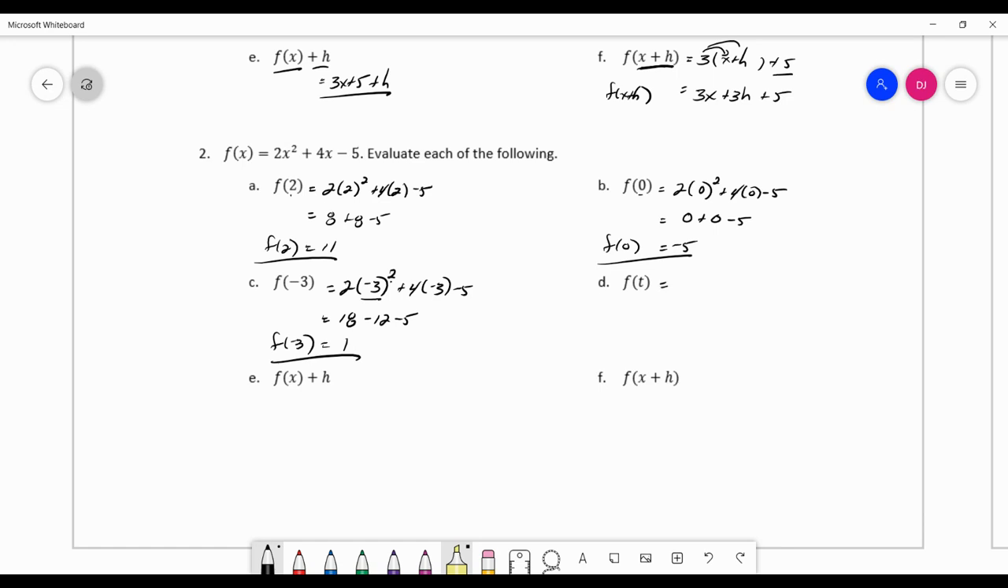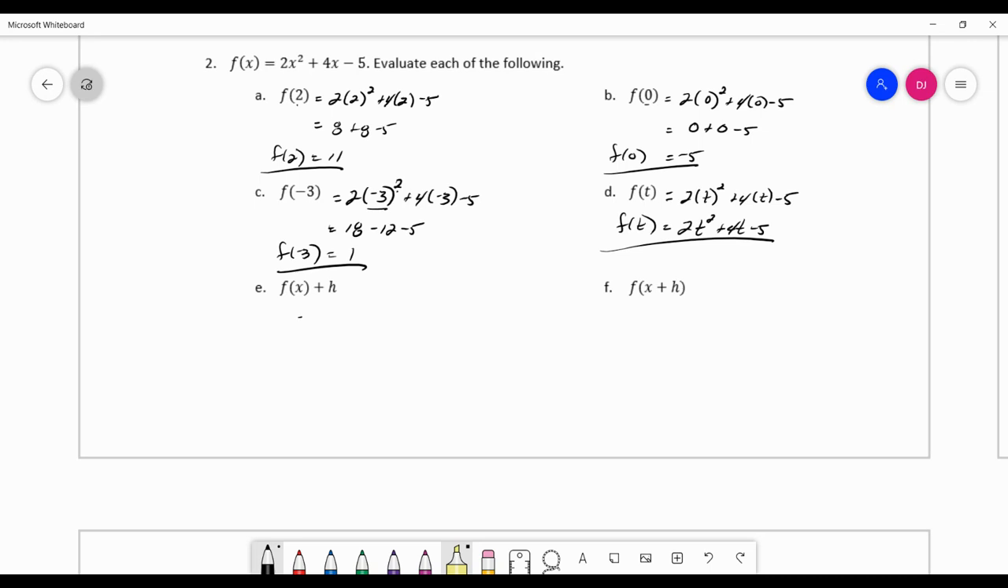F of t, we're going to replace the x's with t's. So we have 2t squared plus 4t minus 5. So f of t is equal to 2t squared plus 4t minus 5. And you really should answer these with an equation. I'm going to expect that you do. That's like using a complete sentence. Okay.